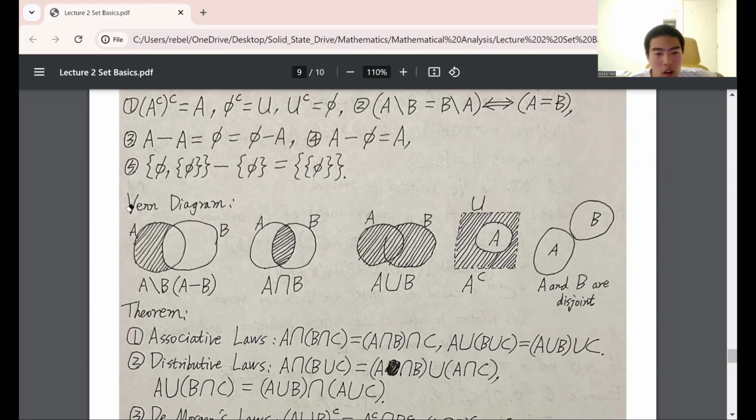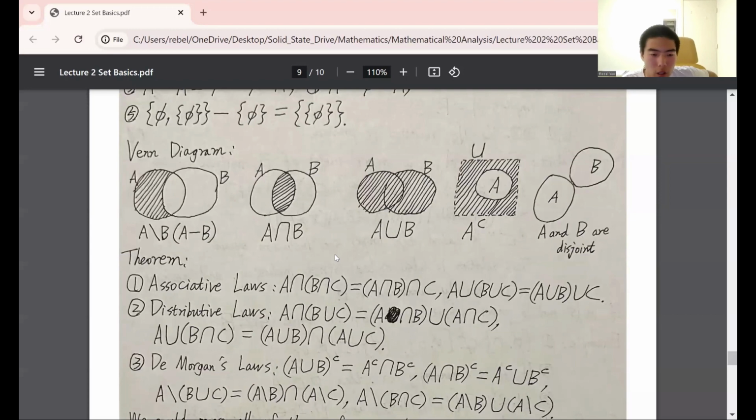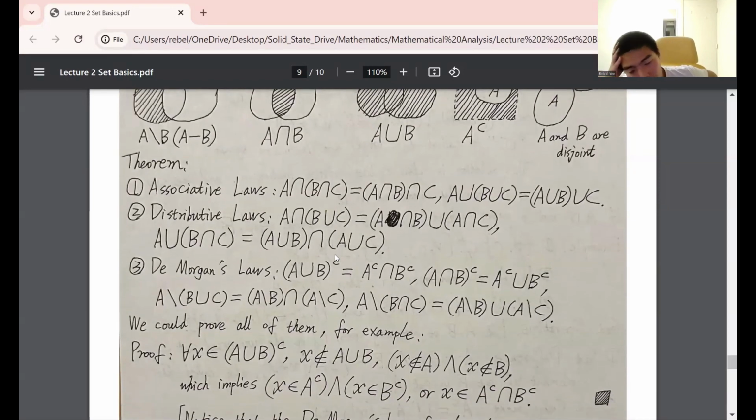Okay. And there are some theorems, which are associative laws, distributive laws, De Morgan's laws, very similar to the logical operators definition too. It's just like changing the notion of and to intersection and or to union, and all of them are the same. And just change the not to complement, so you get De Morgan's law.